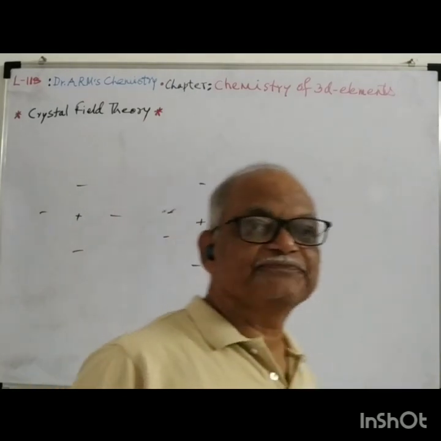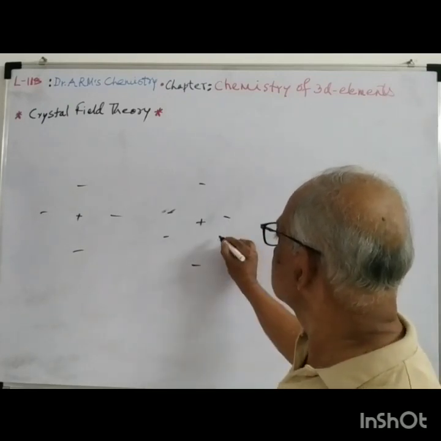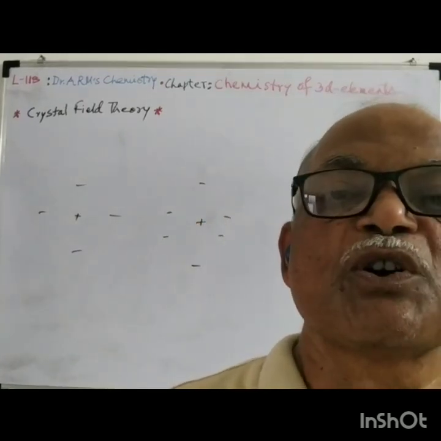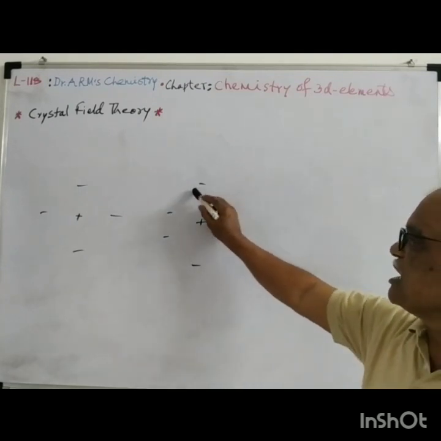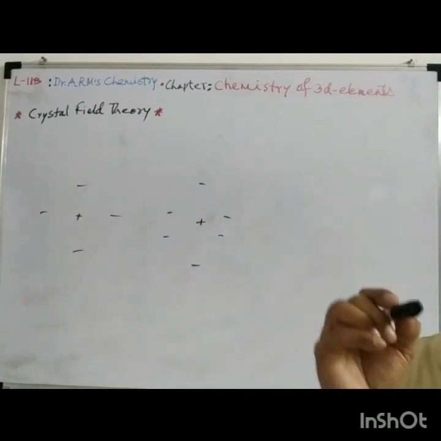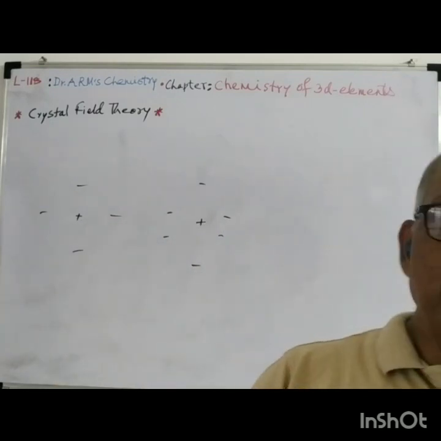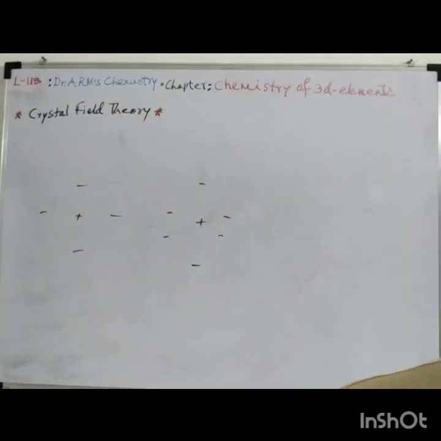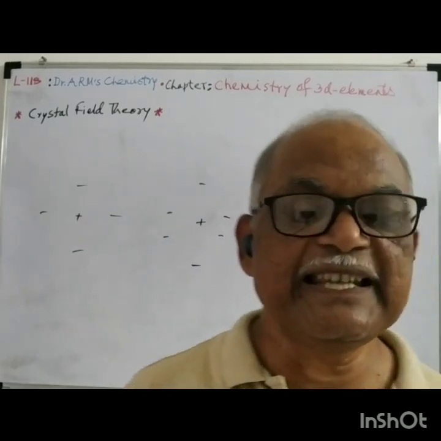So the ligands are represented here by their electrons, which we are considering, and these provide negative charge. So this negative charge is shown here. Negative charge represents electrons of ligands, and positive charge represents the electron deficiency of the metal ion. So this develops the crystal field. This is called crystal field. In this case, the crystal field is square planar. In this case, the crystal field is octahedral.